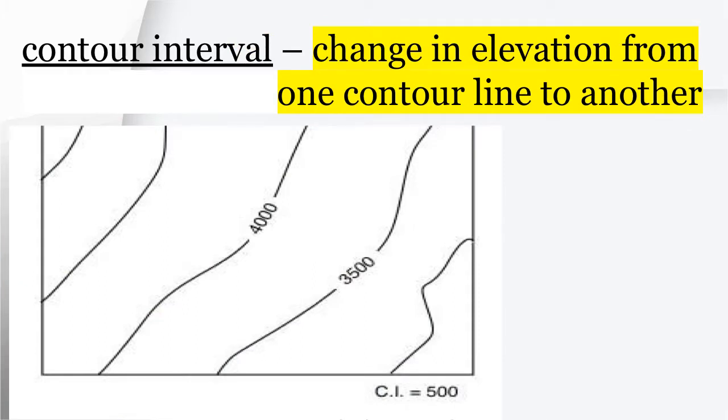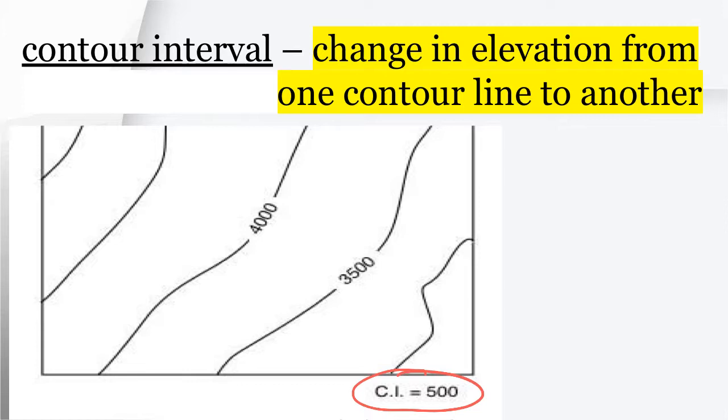Topographic maps will often tell you what the contour interval is. A contour interval is the change in elevation from one contour line to another. I think of an interval as between things. In fact, the root word inter means between. On this map, they tell you the contour interval is 500, right here at the bottom.